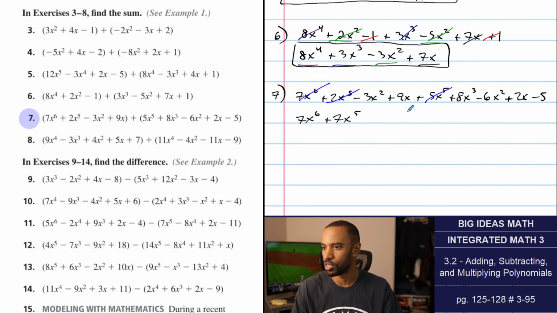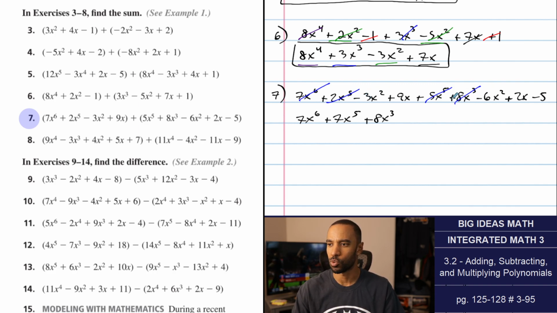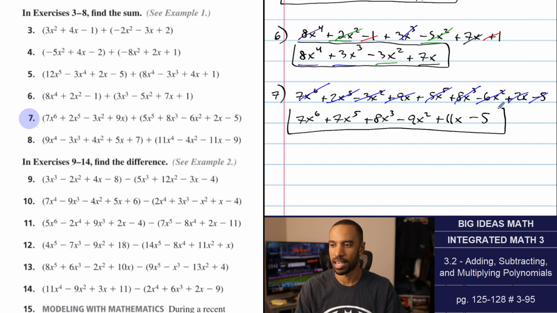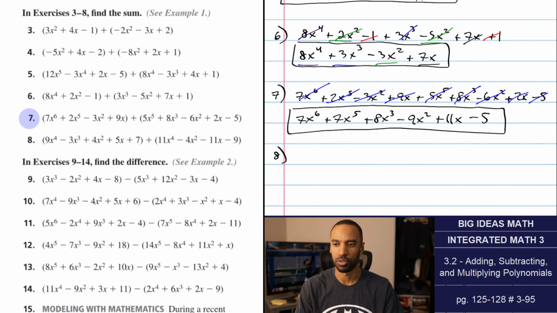3rd power, I have just this one, 8x cubed. Unless I wrote something wrong. So 8x cubed. Now the x squareds, negative 3x squared minus 6x squared. And then 9x plus 2x is 11x. And then there's a minus 5. So minus 5 is right there. I can absolutely see that as a happy medium for individuals who are not trying to write too many things, but are just trying to make sure that they've accounted for every little thing that they had. So if you like that one, go for it.